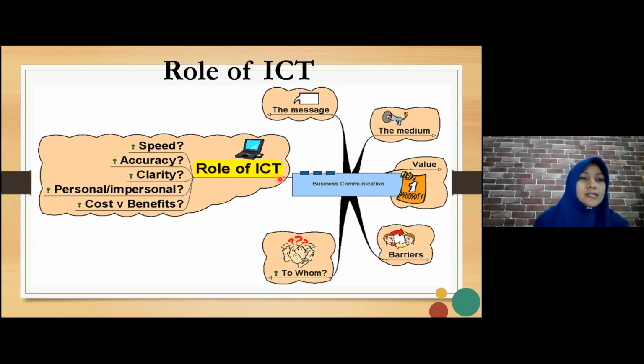So students, as we know, ICT today has some effects on communicators. ICT can enable speed of communication, and it can be cheaper and save cost. And then it can seem impersonal, whether it relates to the speed, the accuracy, the clarity, whether it is impersonal or personal. And about the cost, it will be more efficient than when we don't use ICT.